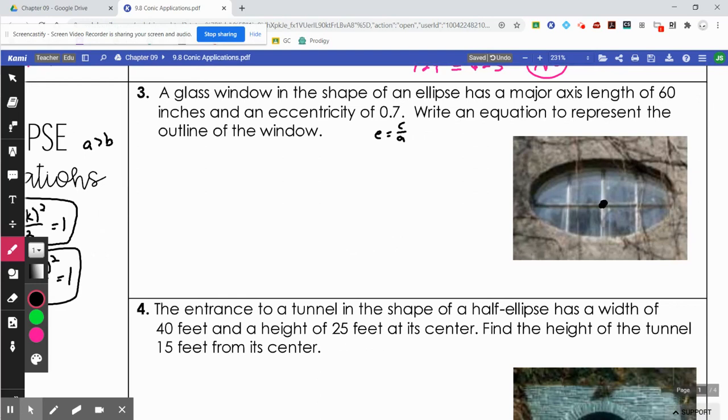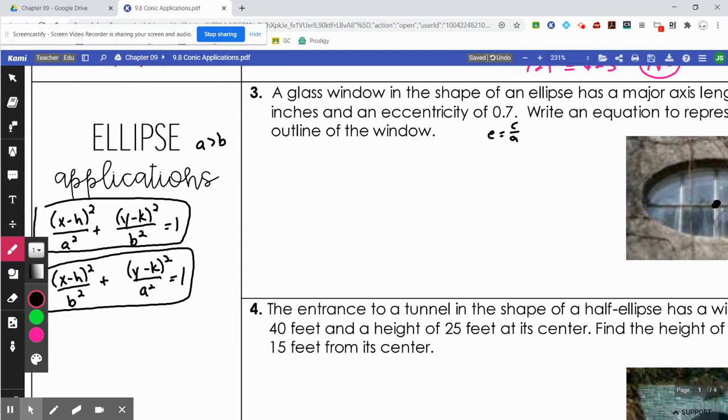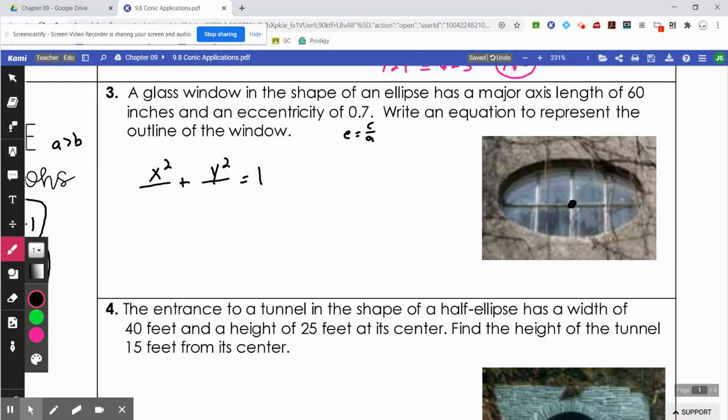Notice it's wider than it is tall, so that would be a horizontal ellipse. So that's going to be x squared over a squared plus y squared over b squared is equal to 1. So really all we have to do is find what our a value and our b value are. The major axis is the length from here to over here. That's the width of your ellipse.